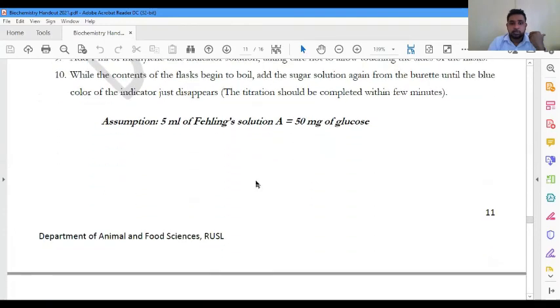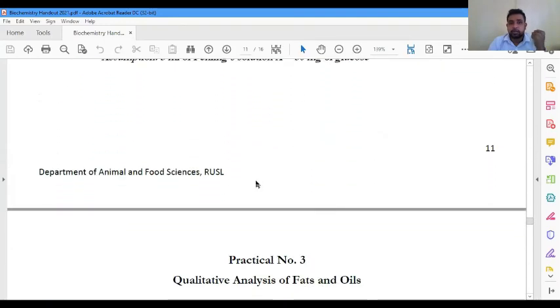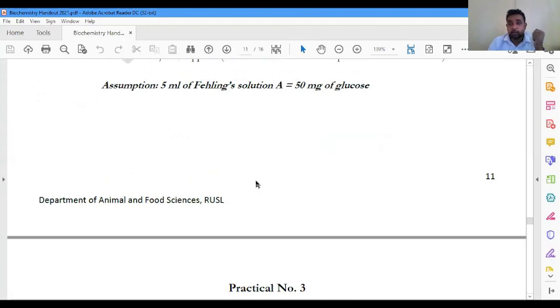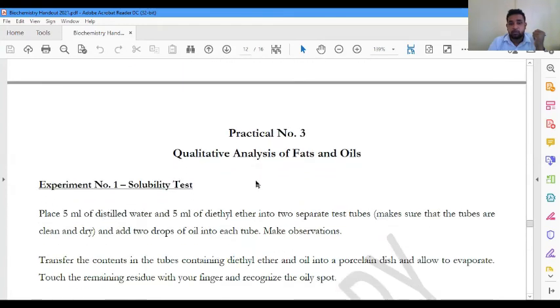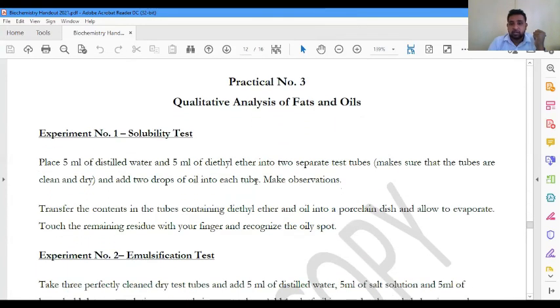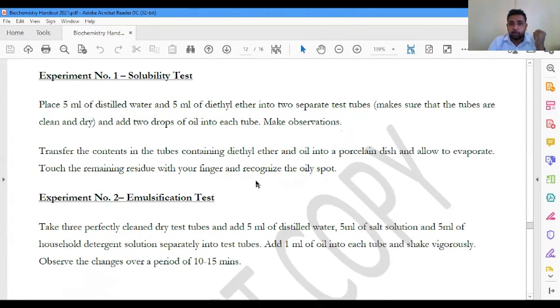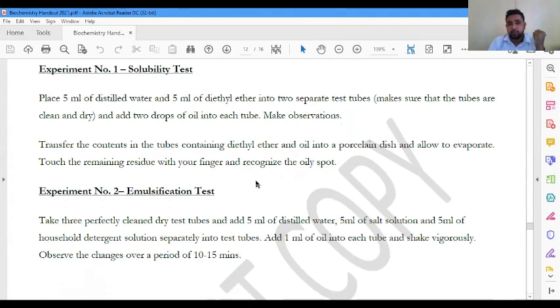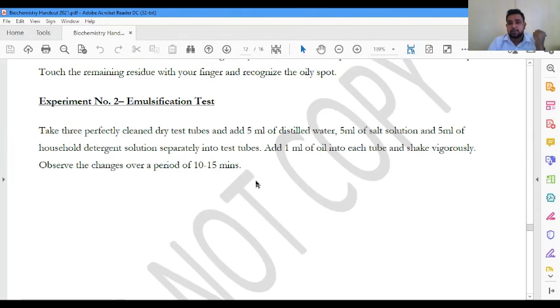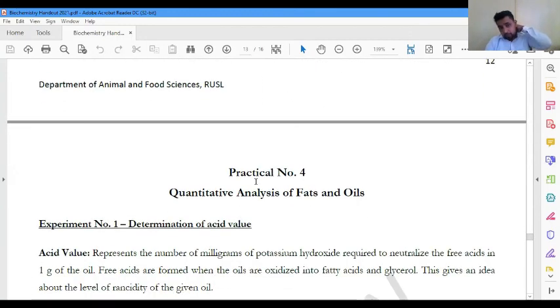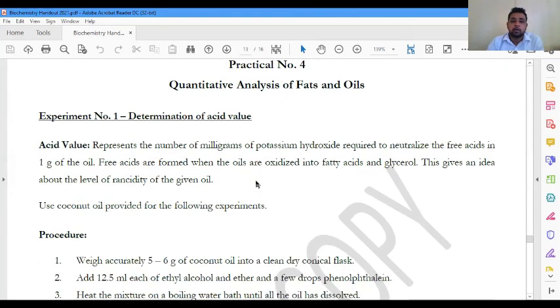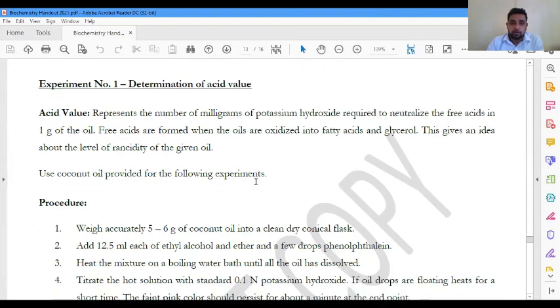Okay, so using the conversion factor, using this Lane and Eynon method, we can calculate the glucose percentage in a given sample. Then we talked about qualitative analysis of fats and oils, basically lipids. Then we tested solubility of fats and oil, and then emulsification properties of fats and oil. Then under quantitative analysis of fats and oil, we determine acid value of a given coconut sample.